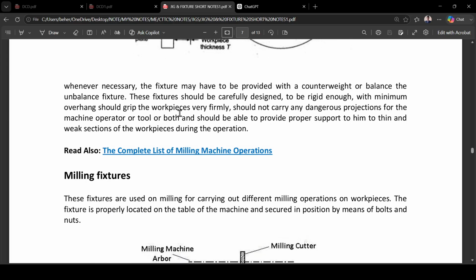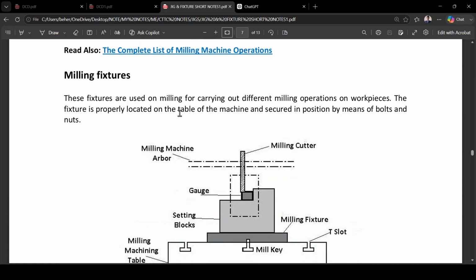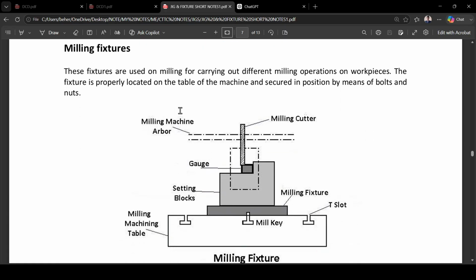Then what is milling fixture? There are different types of milling fixtures. So you can write it.